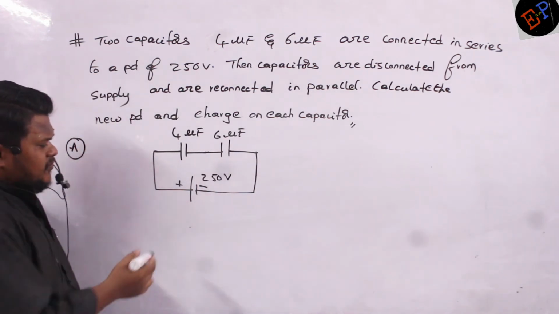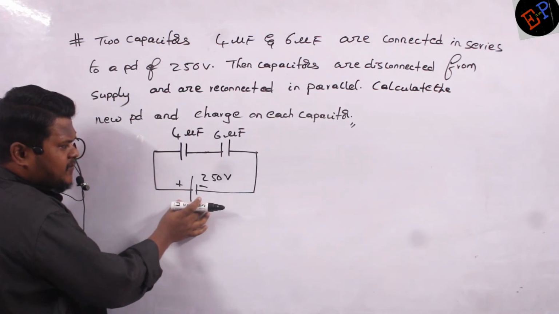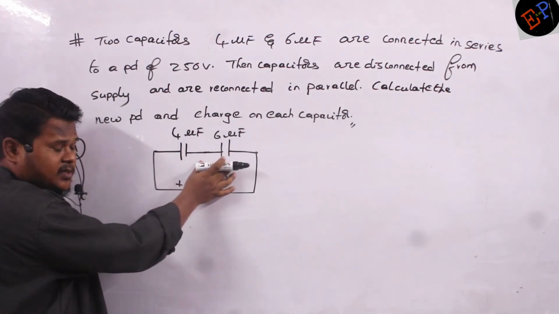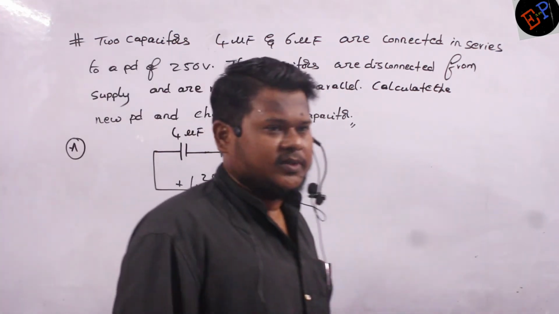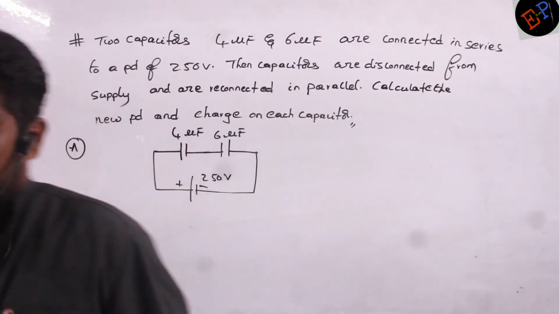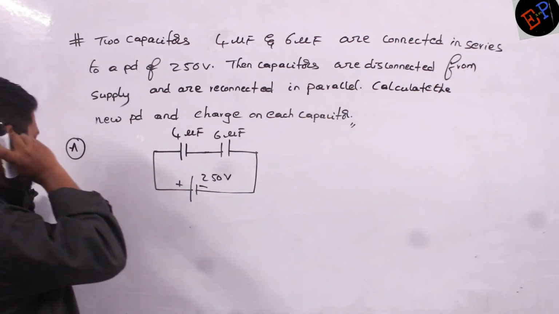It means when I have connected to the 250 volt battery, first of all I should calculate the charge stored in each capacitor and the potential present on each capacitor. Can you say how can I do it? How can I do it? Clear, no? So just calculate the total equivalent capacitance.